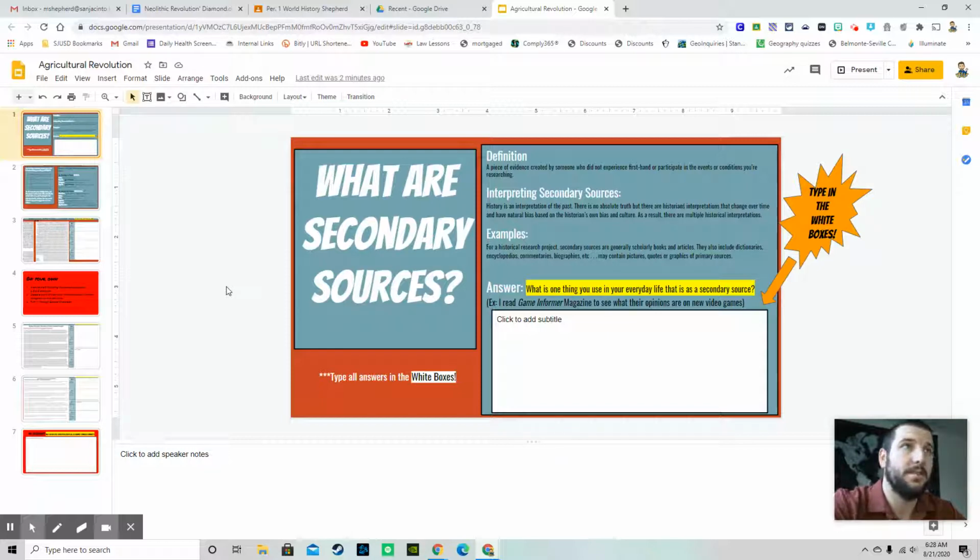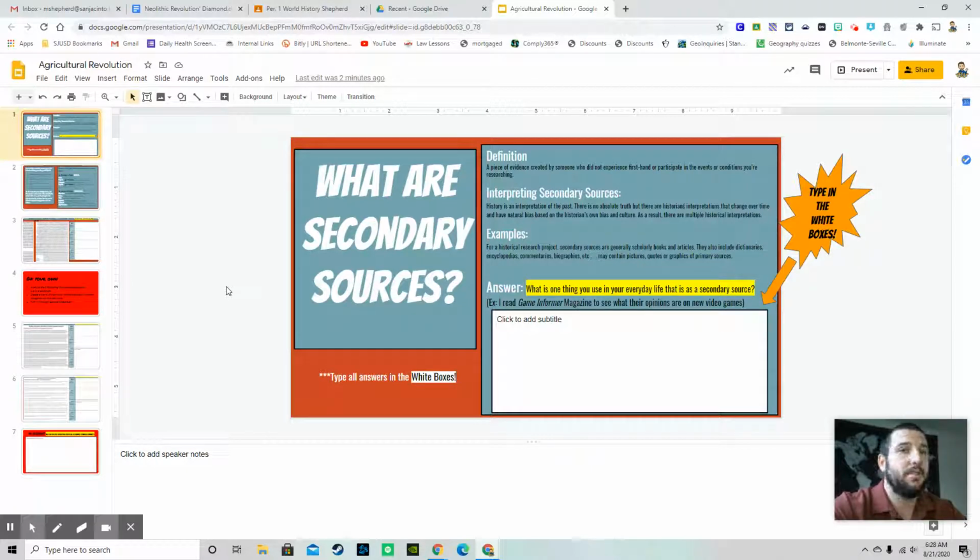There is no absolute truth, but there are historians' interpretations that change over time and have natural bias based on the historian's own bias and background. As a result, there are multiple historical interpretations of a single period of time, and that's what we're going to look at today. So, an example of that would be for a historical research project, secondary sources are generally scholarly books and articles. They also include dictionaries, encyclopedias, commentaries, etc.